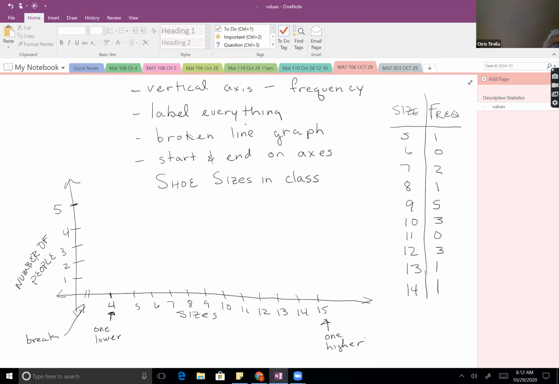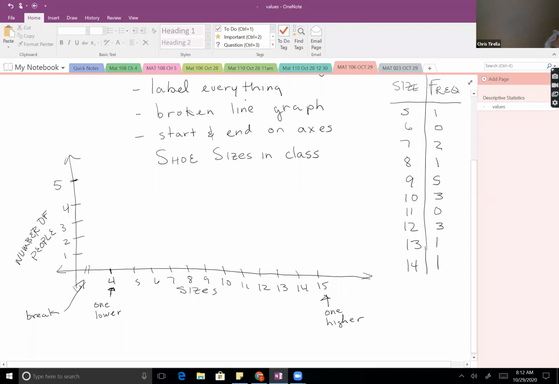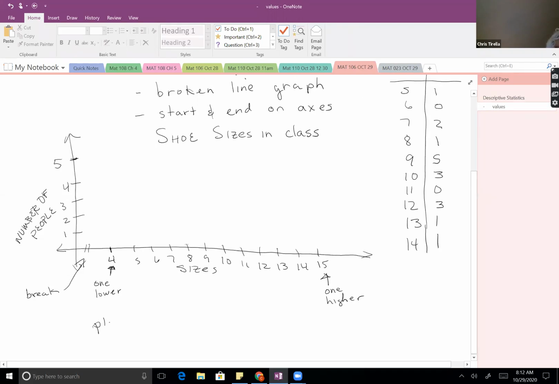With the histogram, we made bars whose height was the frequency. Instead, with a broken line graph, we're going to plot points. If I want to think of points as ordered pairs, my point is going to be my data value with its corresponding frequency.